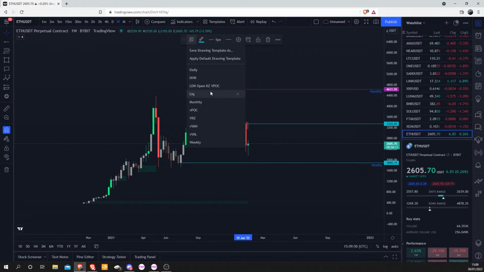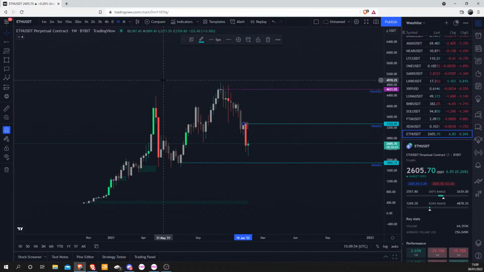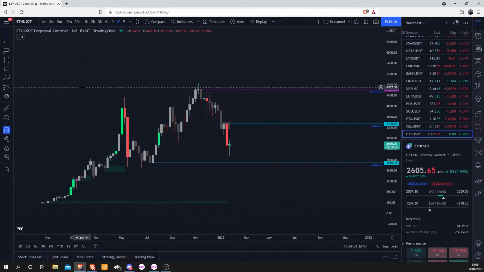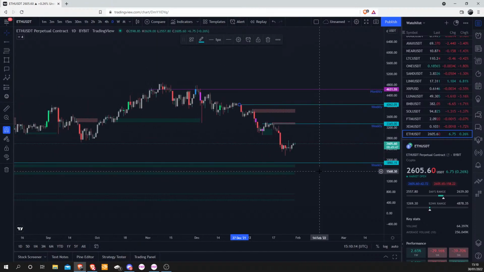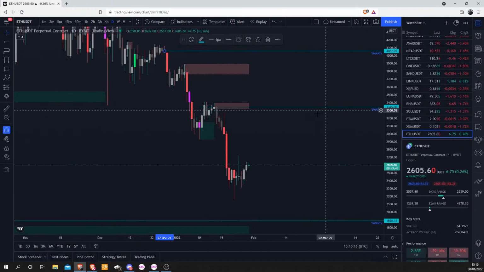Atom. Alright, mate. I love Atom. I literally bought Atom all the way from 29 to 23, and then woke up one morning and it had absolutely pumped. So that was nice. But Ethereum, like I say, I don't really trade these. Ooh. See how quick this is.